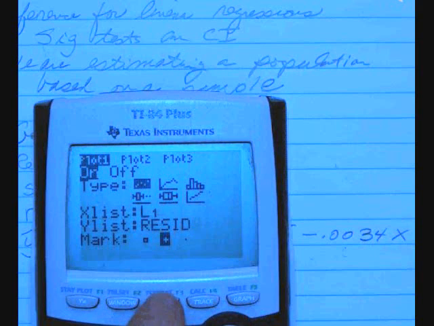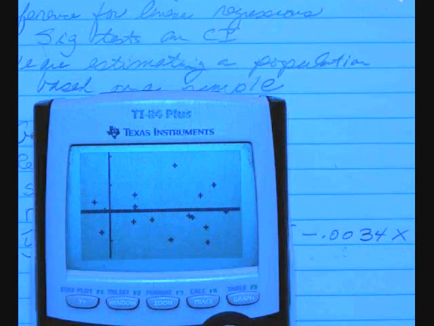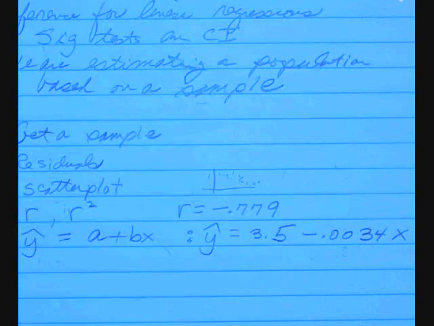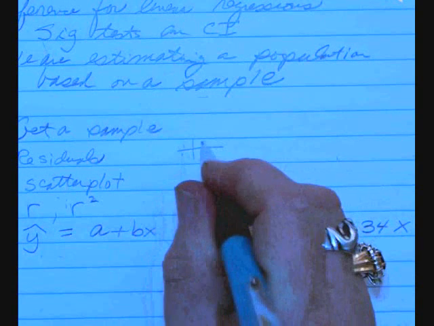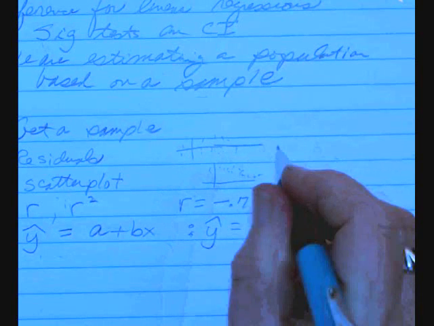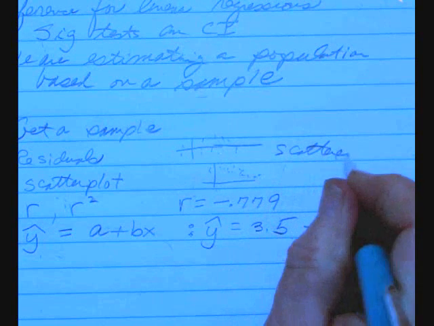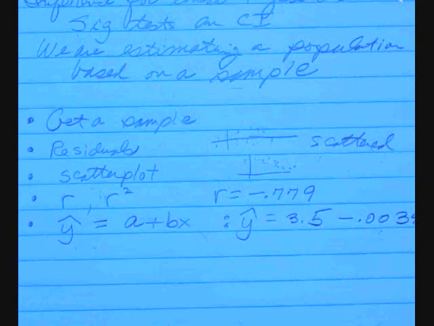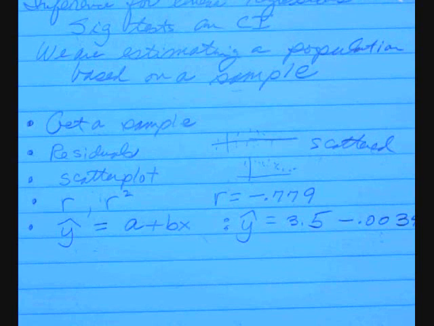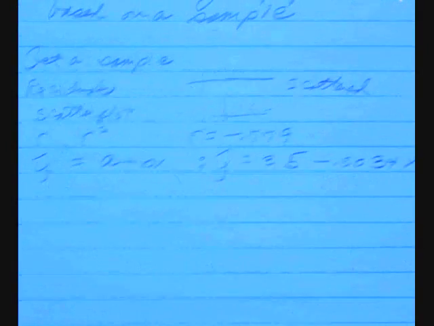Okay. Let me look at my residuals. All right, what do I look for in my residuals? Scattered. All right, so let me make a little sketch of my residuals. And we want them scattered. All right. So that's what we learned to do last fall. But now we're going to take our sample and do some inference with it. So let's move on to our newest procedure here.